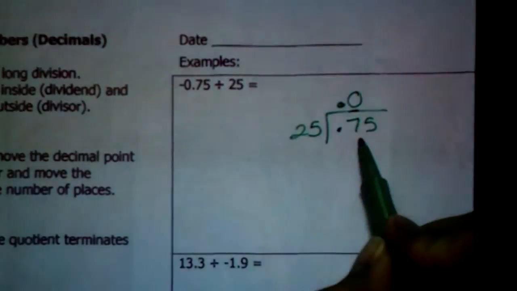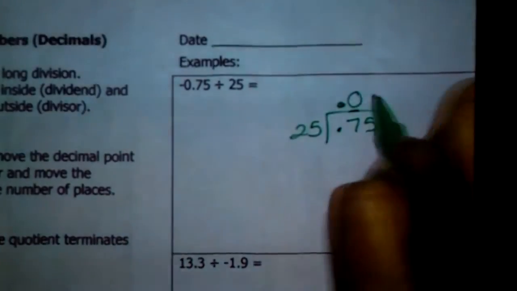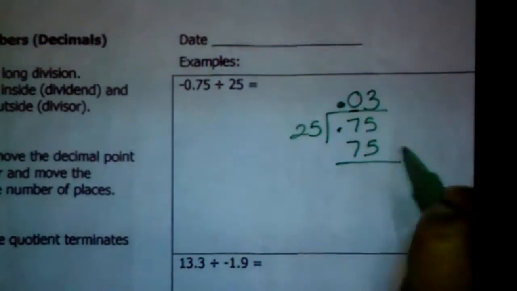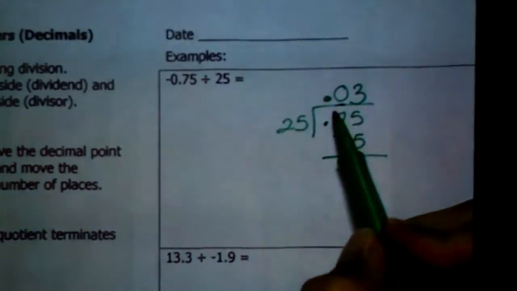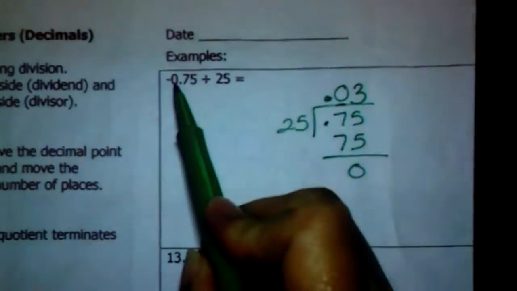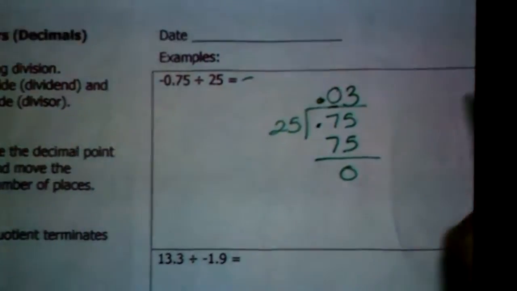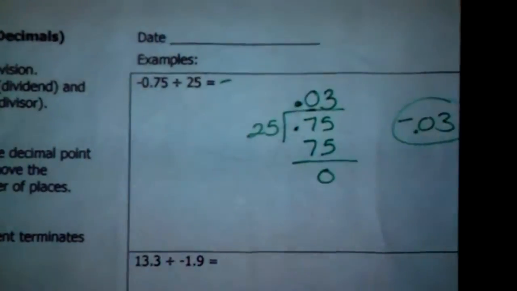25 does not go into 7, but it does go into 75 3 times, happens to equal exactly 75, which means leaves me with no remainder. So I have 3 hundredths for an answer. Look at the original problem. I had a negative and a positive, which means my answer should be a negative. So I'm just going to end up with a negative 3 hundredths.